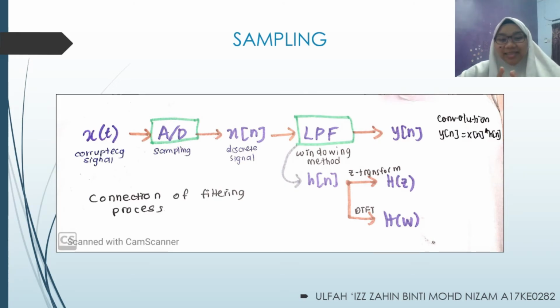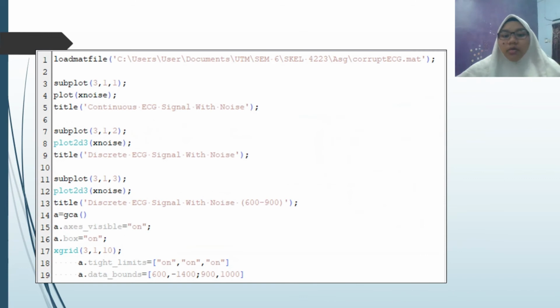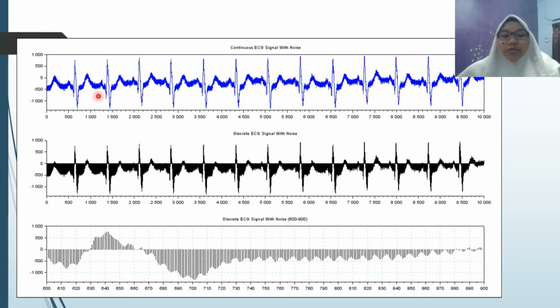In the filtering process, the continuous time signal needs to be sampled first by undergoing the sampling process in the first part. For sampling, the corrupt ECG map file is assumed to be a sampled version of the corrupt ECG signal and output of the analog to digital converter. From the figure, we plot the continuous signal by using the plot command, and the discrete signal from sample 600 until 900 by using the plot2d3 command. This discrete signal will be used to convolve with the impulse response of the FIR filter.